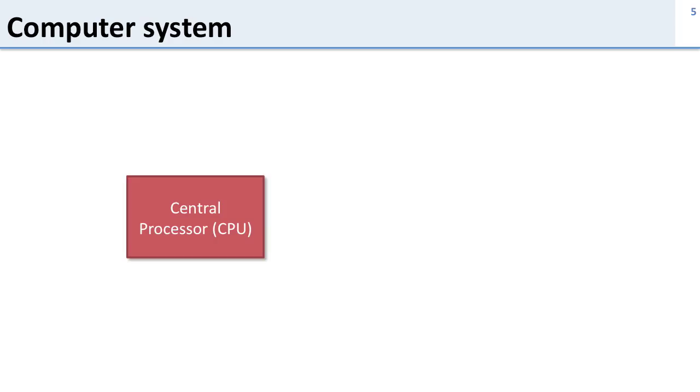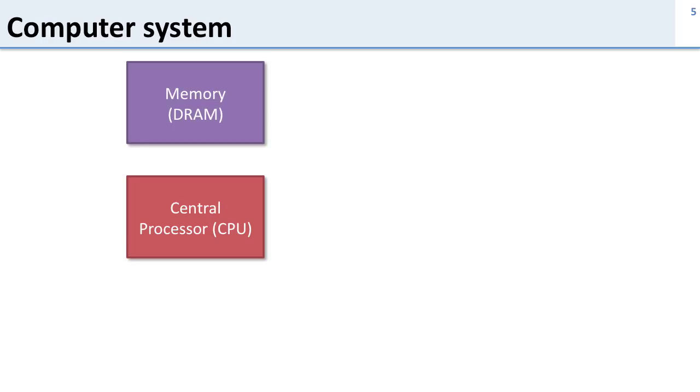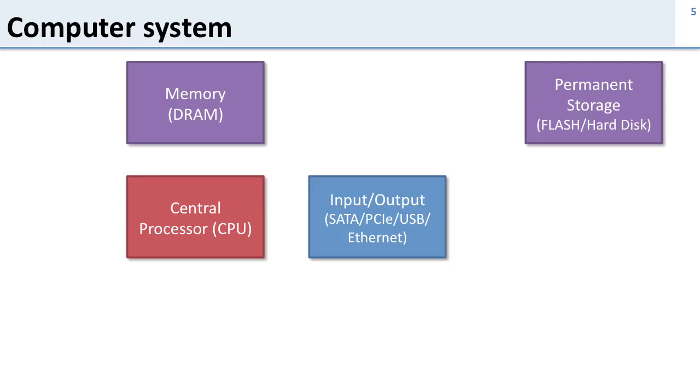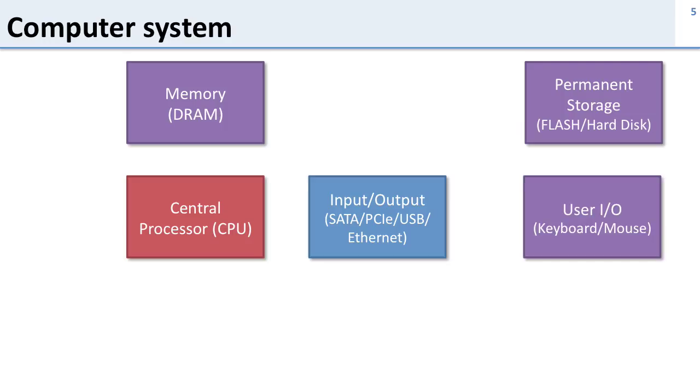So let's take a look at how the computer system is built up with those components. We have the central processor, or the CPU. We have memory, which is DRAM, dynamic random access memory. We have our input-output controller, and this is connected to things like our storage, either flash memory or hard disk, our user interface, keyboard and mouse, and a display. And now let's see how these connections are.